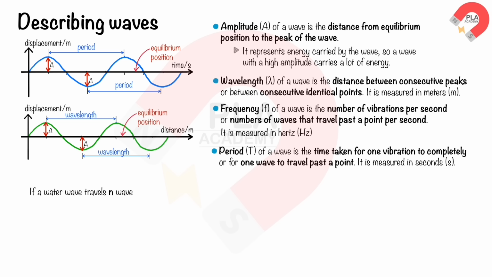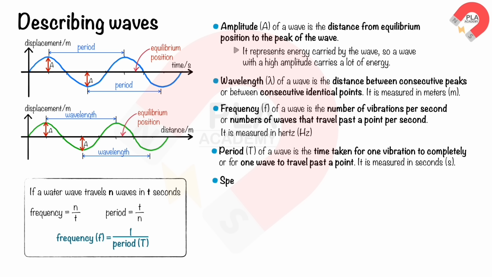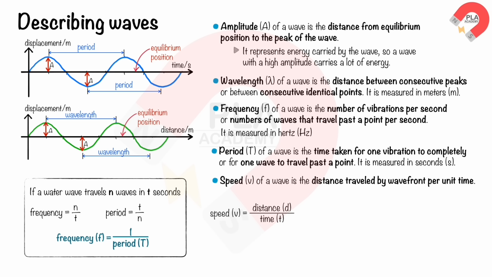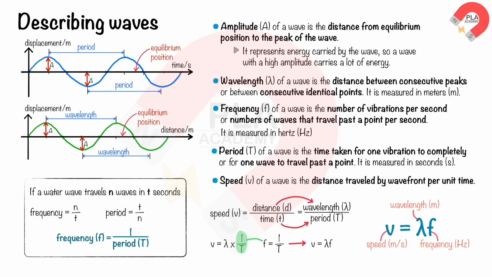If a water wave travels n waves in t seconds, its frequency is n divided by t. Its period is t divided by n. So, frequency is 1 divided by period. Speed, v, of a wave is the distance traveled by wavefront per unit time. It is measured in meters per second. If the distance traveled is one wavelength, then the time taken is one period. Since 1 over period is equal to frequency, then speed is equal to wavelength times frequency.